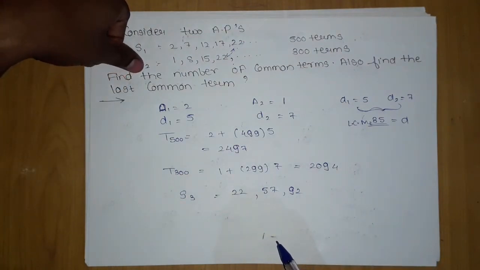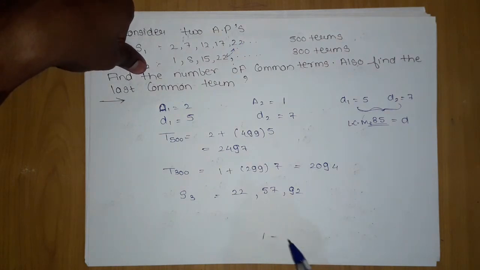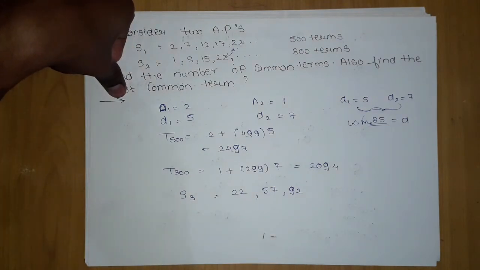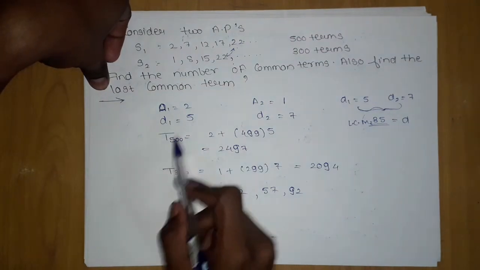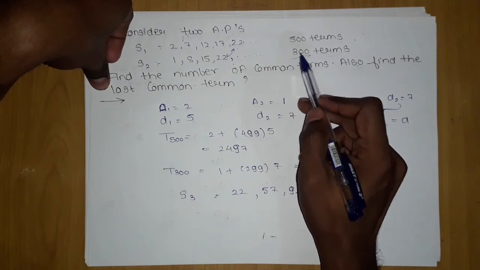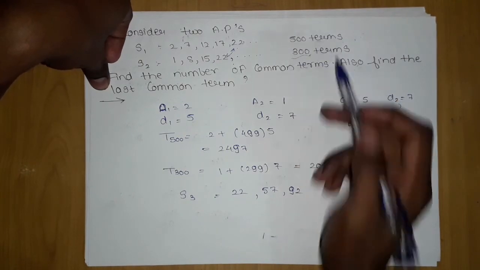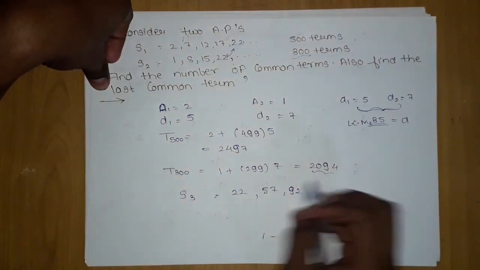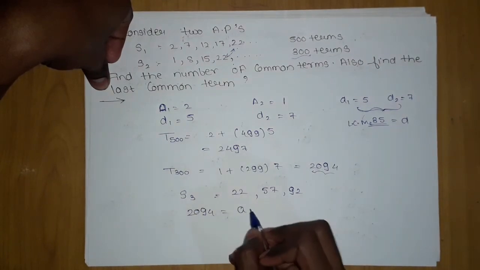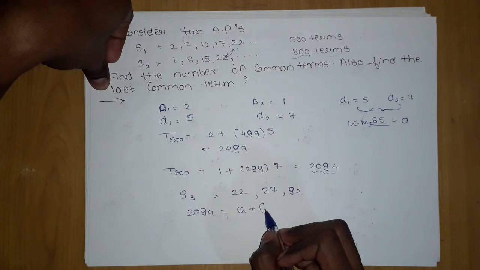Now we want to find the last common term. We have the D also, so for the last term we want to predict at what n it will occur. This sequence has a large number of terms while the other has the lowest number of terms. So let's take that its last term is the common term. So we have the last term 2094 equals A plus n minus 1 into D.